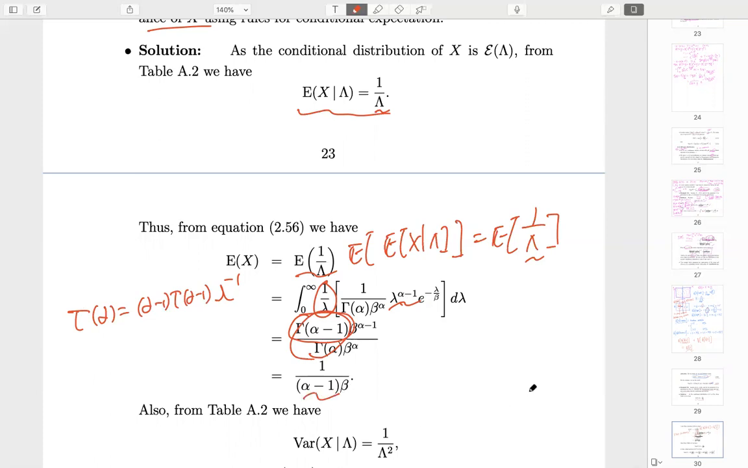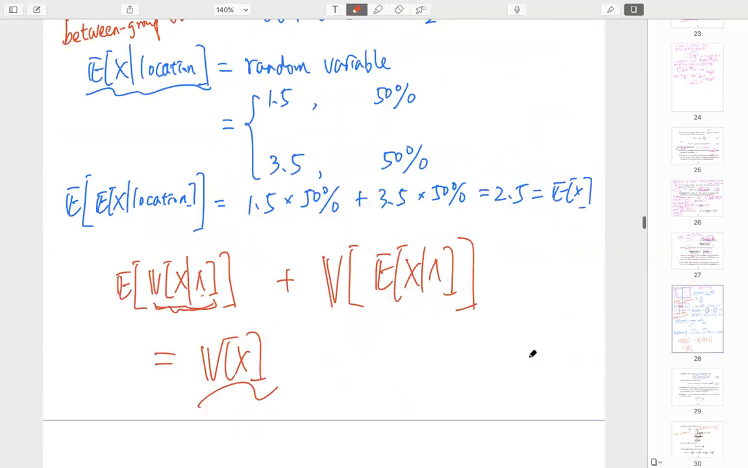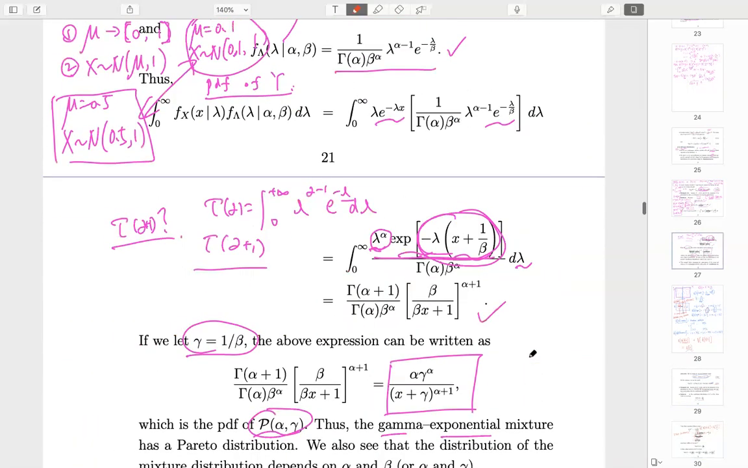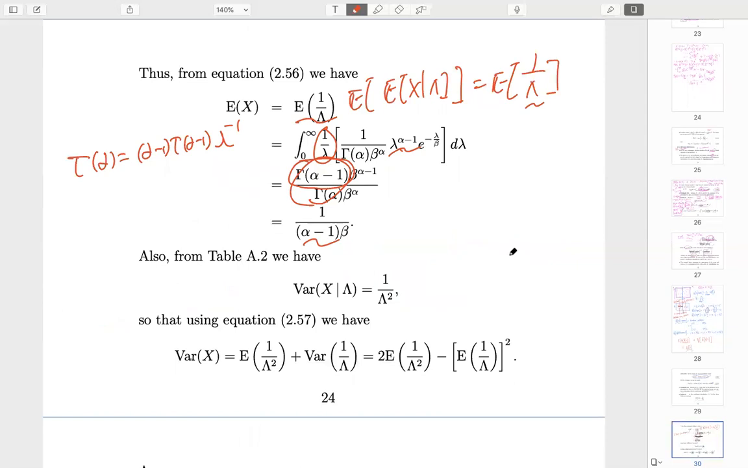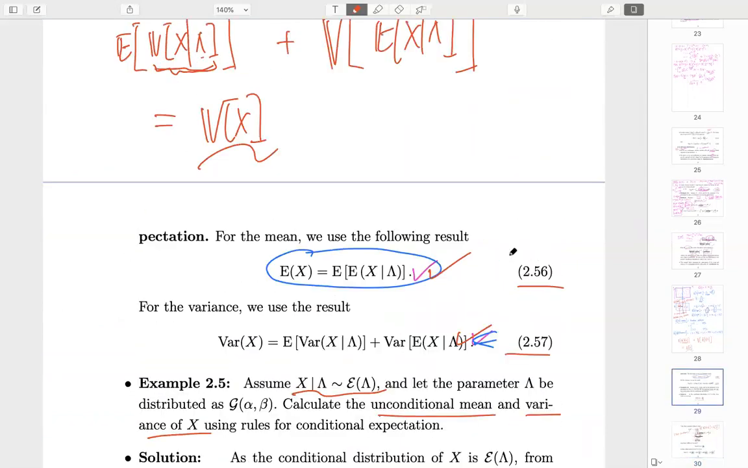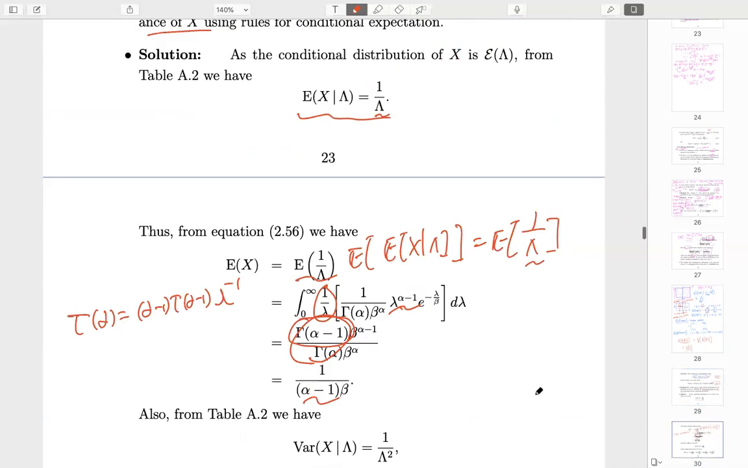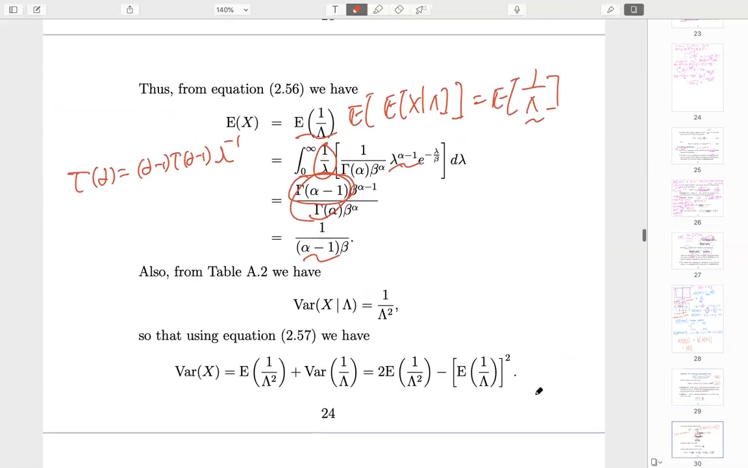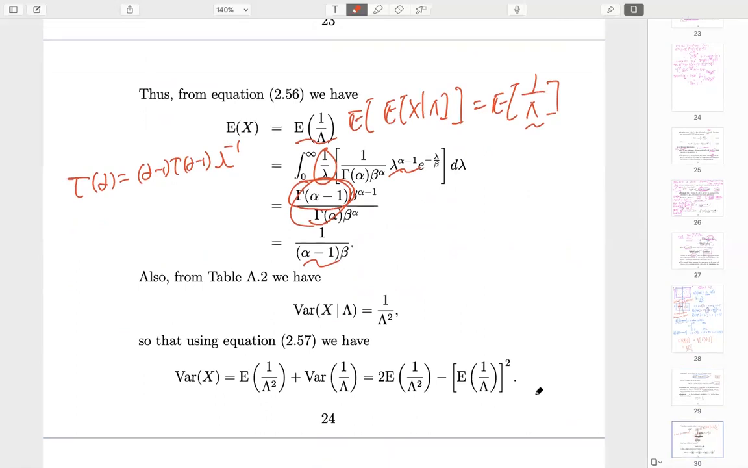So this is not too surprising because if you go back, we actually proved the distribution down here. So you can also use the result from Pareto to calculate the result. But here we want to apply those two famous formulas, okay? That is the unconditional mean. So next is to calculate the unconditional variance. So first we need to know the conditional variance.